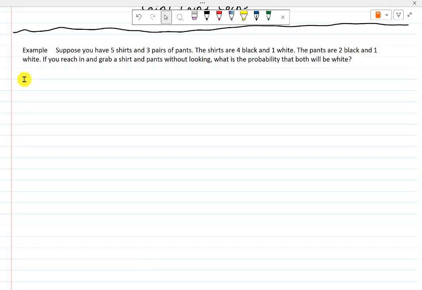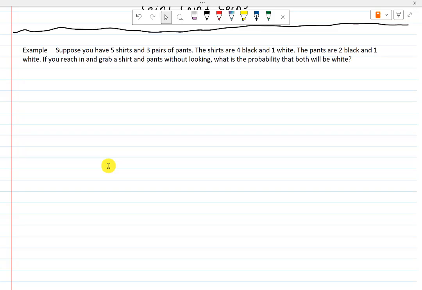As an example, suppose you have 5 shirts and 3 pairs of pants. Not only that, you prefer black for almost everything you wear. So 4 out of your 5 shirts are black, and 2 out of your 3 pants are black. So we have only 1 white shirt and we have 1 white pair of pants. So if you reach in without looking and grab pants and a shirt, what's the probability they'll both be white?